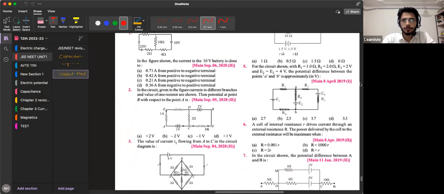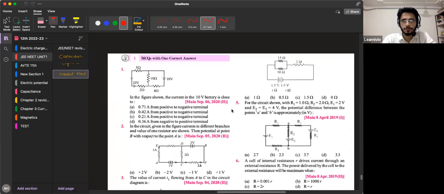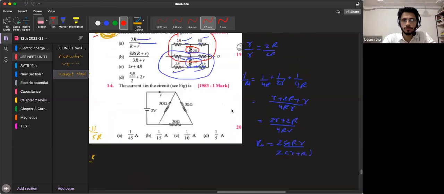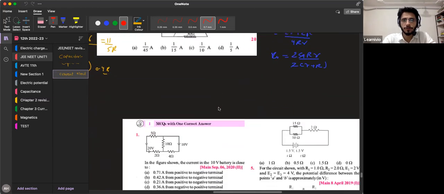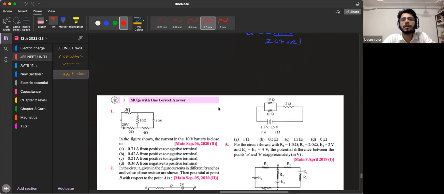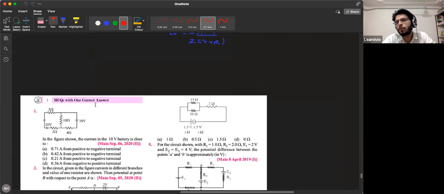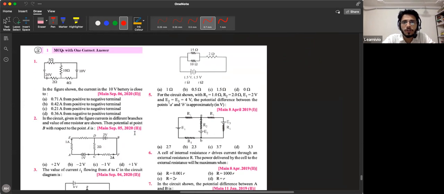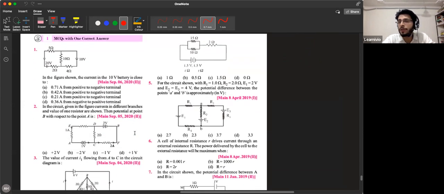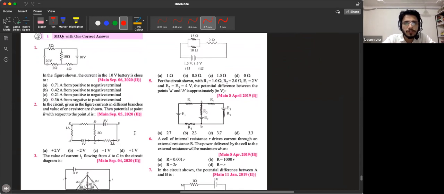So we have discussed these circuits. In the last class, the circuits that we discussed were mostly based on series and parallel combinations of cells and resistors. Now the circuits that we will do will mostly use Kirchhoff's law today. So let's start with this simple problem of 2020, the first question. You will do this question, do it first.